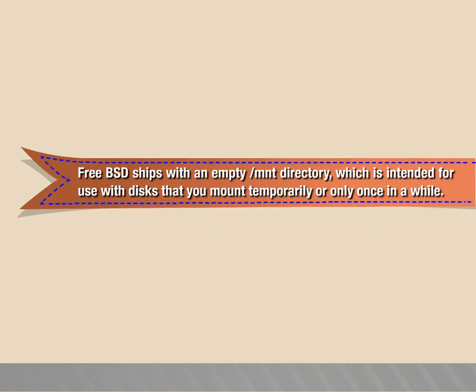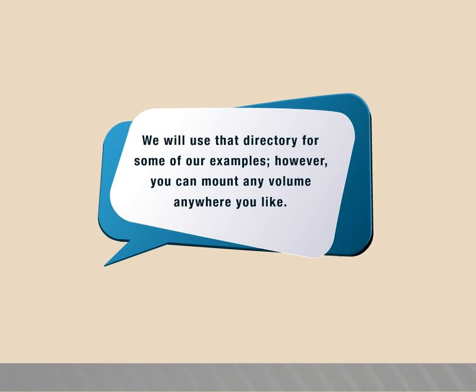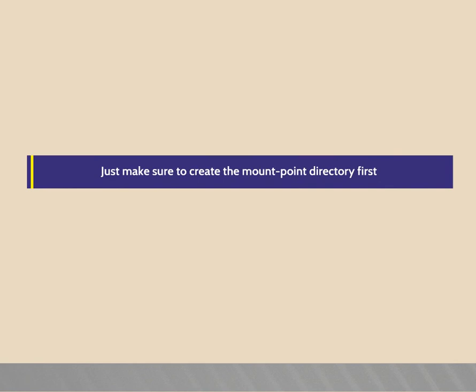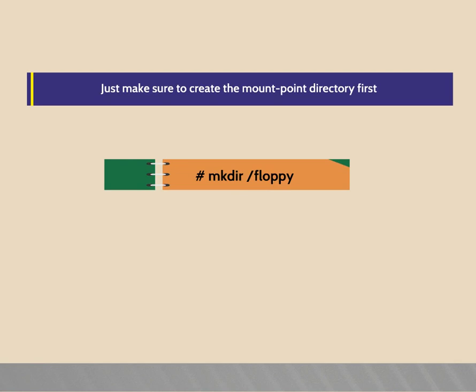FreeBSD ships with an empty /mnt directory, which is intended for use with disks that you mount temporarily or only once in a while. We will use that directory for some of our examples. However, you can mount any volume anywhere you like. For example, you can create a floppy mount point on which to mount a floppy disk. Just make sure to create the mount point directory first, # mkdir /floppy.